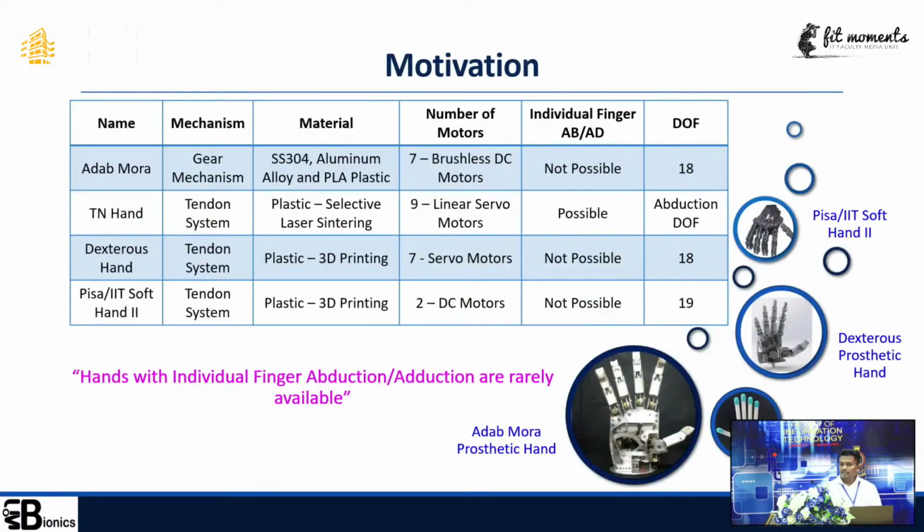Among those prosthetic hands, I found only 4 with finger abduction and adduction motion. There is only one hand with individual finger abduction and adduction. This one is the TN prosthetic hand. In this TN prosthetic hand, they use 9 linear actuators for controlling. And you know, in our human hand, there are 3 degrees of freedom in one finger, but in this TN prosthetic hand, only 1 degree of freedom.